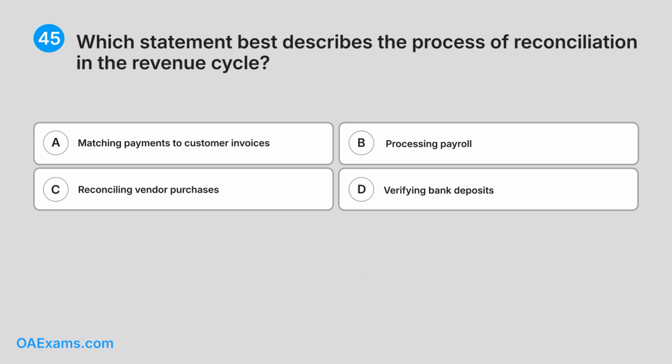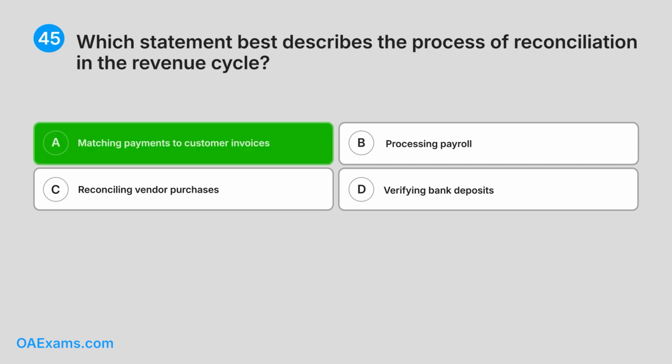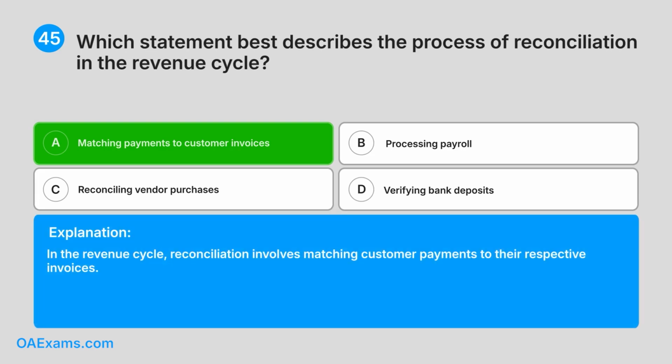Correct answer. A. Matching payments to customer invoices. Explanation. In the revenue cycle, reconciliation involves matching customer payments to their respective invoices.